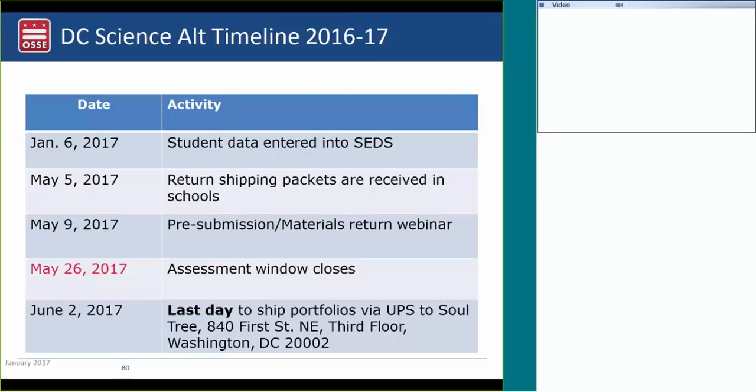Okay, I want to talk to you a little bit about upcoming dates and past dates, for that matter. All your student data should have been entered into SNEDS by last week. The performance dimension determination form, if it's not already filled out, needs to be completed by January 31st.